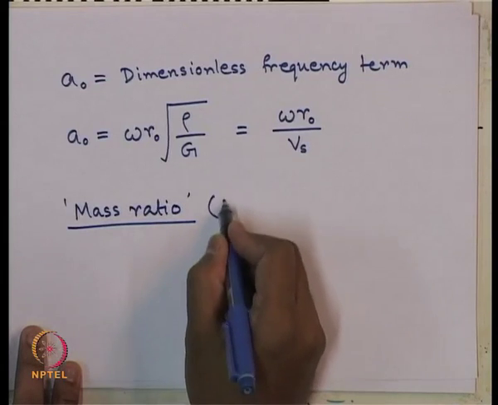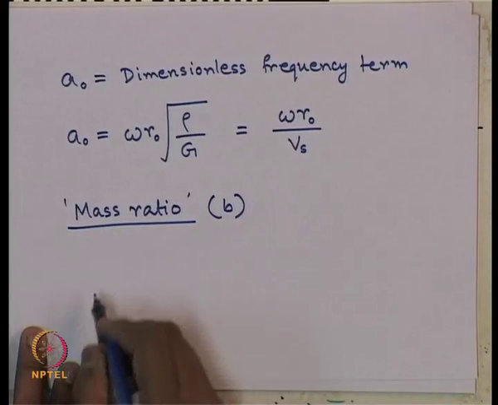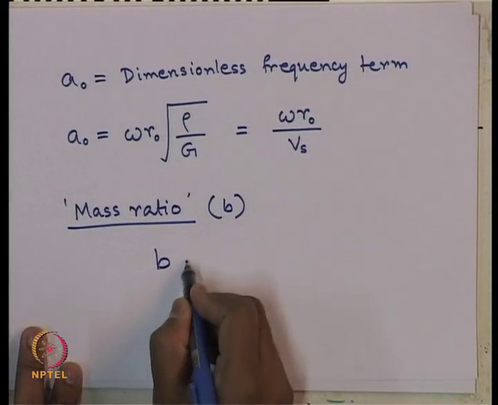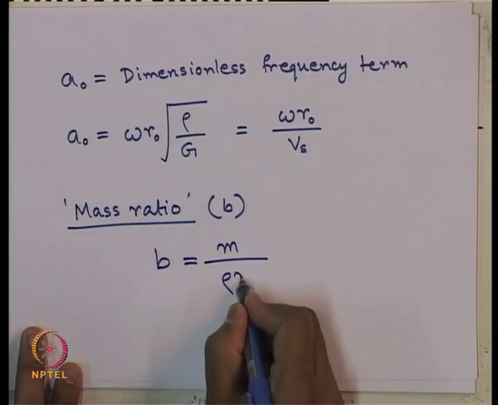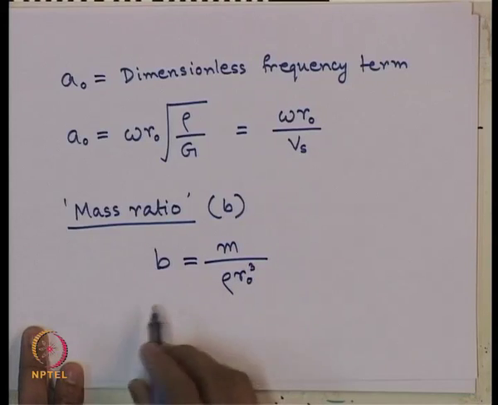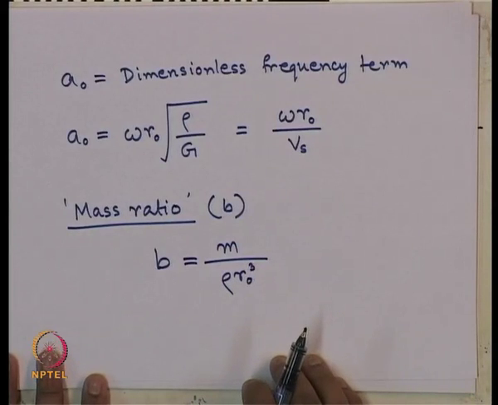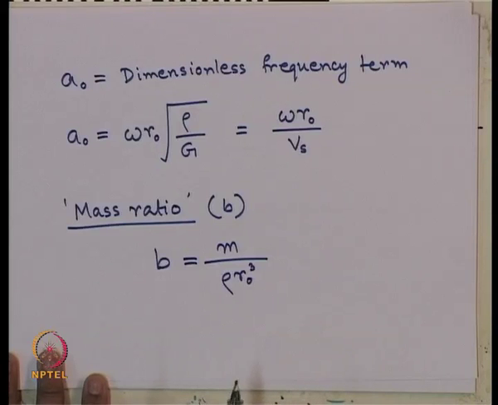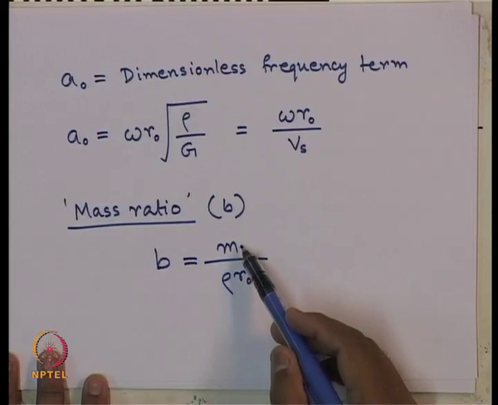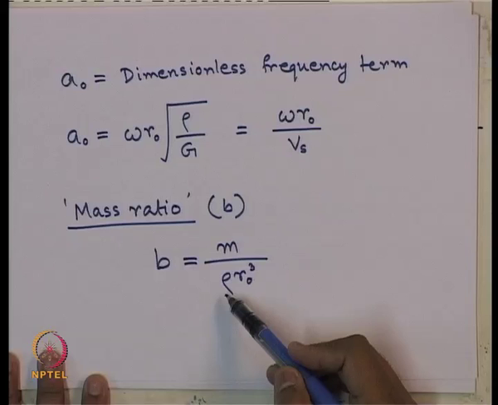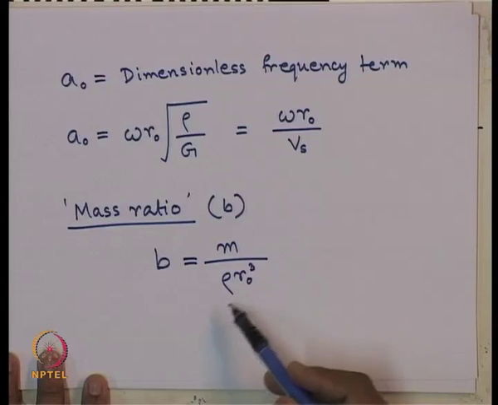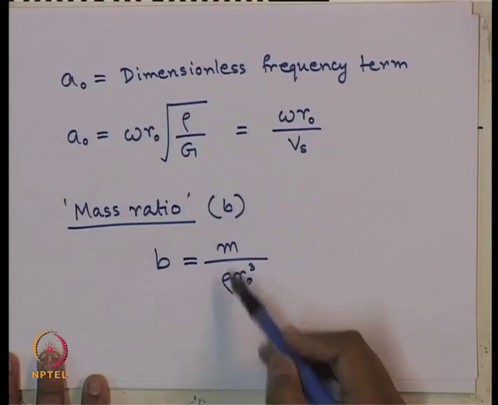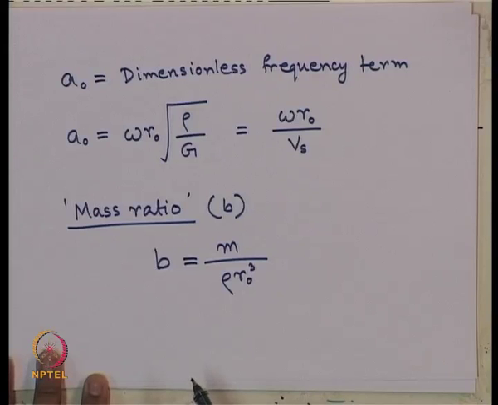Mass ratio is denoted by small b. It is given by the expression m by rho r naught cube. This is the expression for mass ratio. Again, this is a non-dimensional parameter. As this is a ratio, mass is in kg, suppose, rho density in kg per centimeter cube, r naught in centimeter. So, it will also be in kg. That is why it is a non-dimensional term.